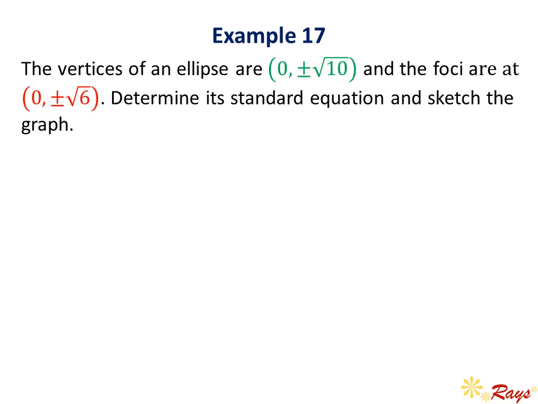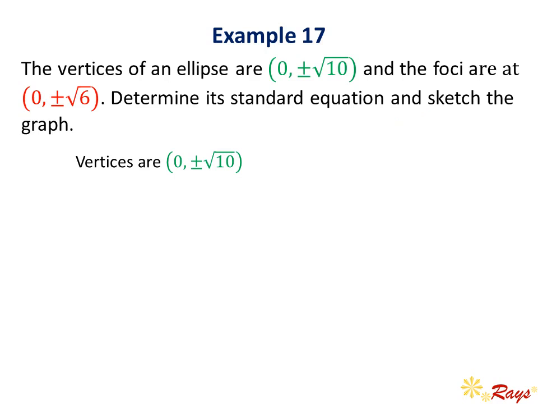Example 17. The vertices of an ellipse are (0, ±√10) and the foci are at (0, ±√6). Determine its standard equation and sketch the graph.